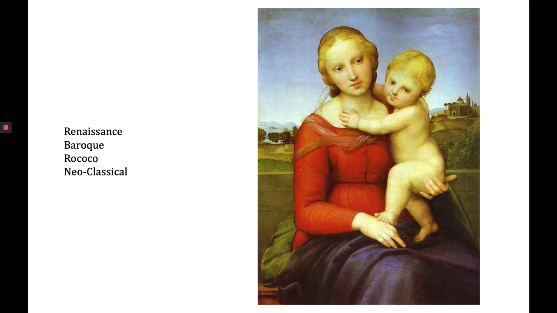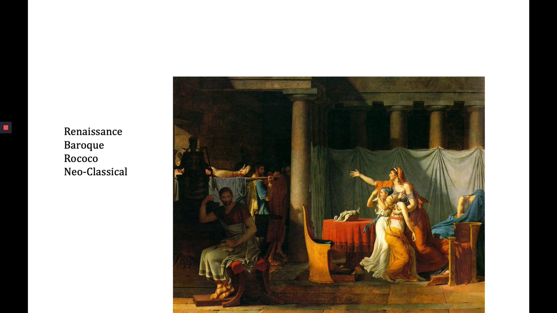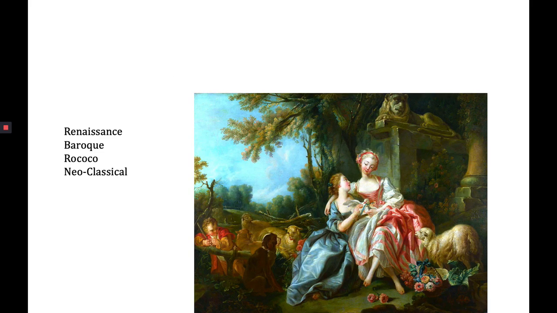Taking a look at this one, is this one Renaissance, Baroque, Rococo, Neoclassical? And then again, why? What are some of the attributes that this one has? And as we take a look at this next one, is this one Renaissance, Baroque, Rococo, or Neoclassical? And then finally this one, is it Renaissance, Baroque, Rococo, or Neoclassical?